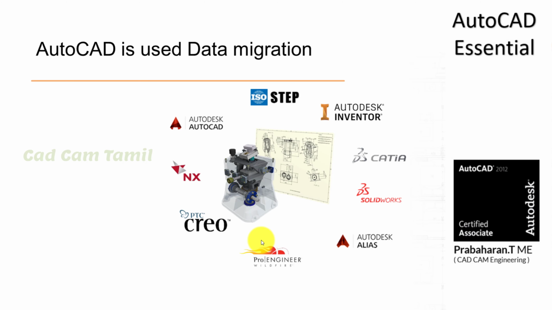Next, data migration. What does data migration mean? Don't think AutoCAD is the only software available for designing. Apart from AutoCAD, we have plenty of software across the world: Unigraphics, Creo, Pro Engineering, SolidWorks, CATIA. These are different programs related to CAD. You can transfer your drawing from one software to another software. This is called data migration.